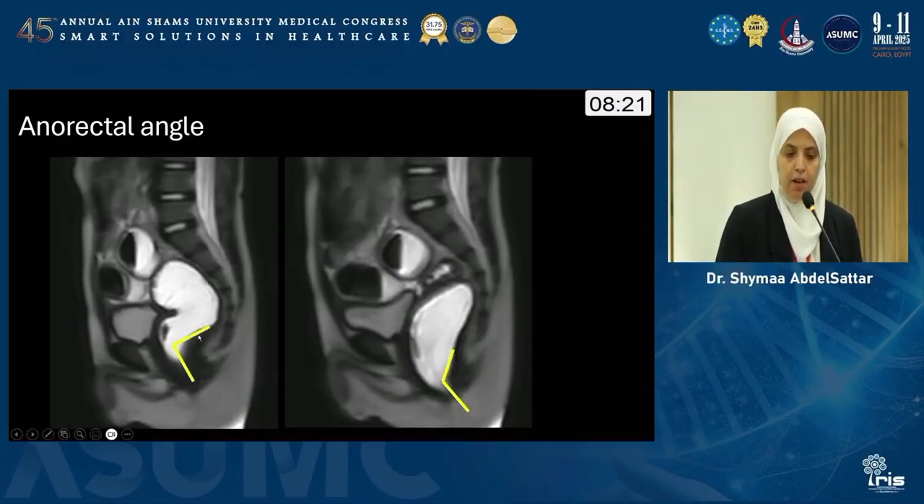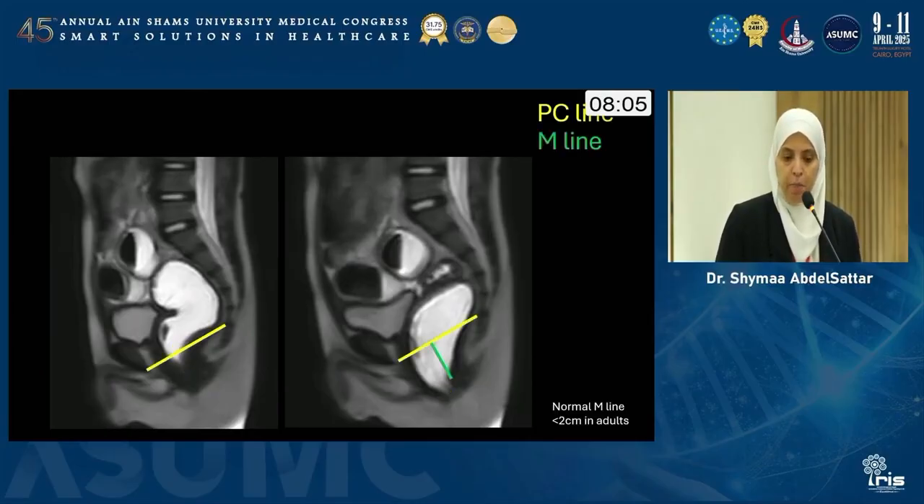This is at rest, measuring the angle between two lines: one along the posterior rectal wall, which touches the levator ani, and the other passing through the mid-axis of the anal canal. Normally the anorectal angle widens during defecation.